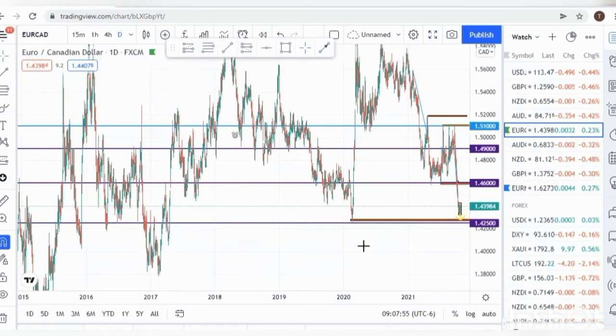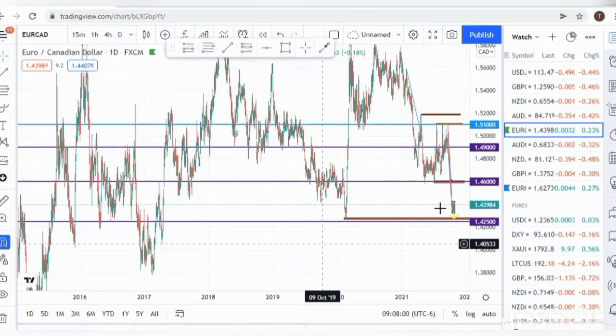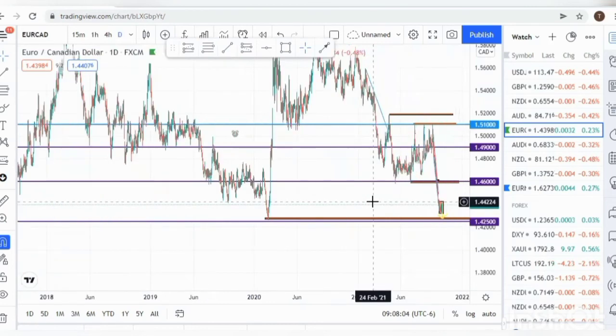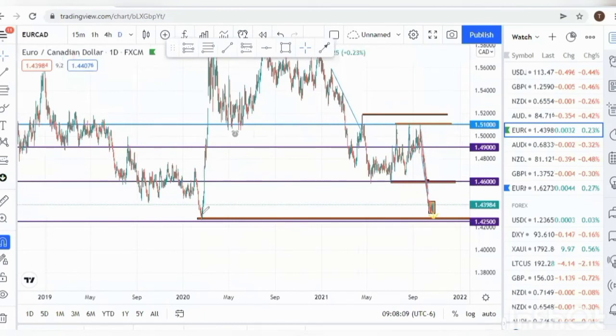All right. So if you look at it from this perspective, you will understand why I paid so much interest on the psychological level 1.4500. Why? Because this market has actually tapped in here, rallied up, then finally come towards this area. We are interested in trying to capture the trade within this area. So what I do is go to my lower time frame. Let's go to the 4-hour time frame and zoom in.